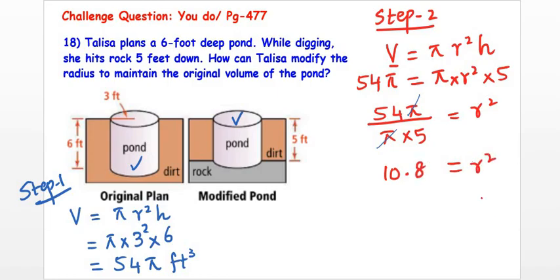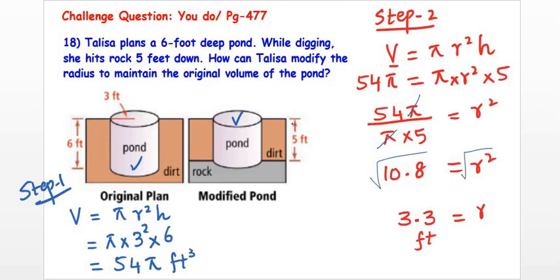Then you have to take the square root to find the value of the radius. So when you take the square root of both sides, the final value of the radius is becoming 3.3 feet. So you can clearly see that when it was 6 foot deep, the radius was 3 feet, right?